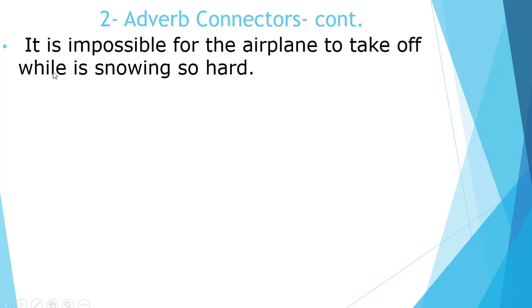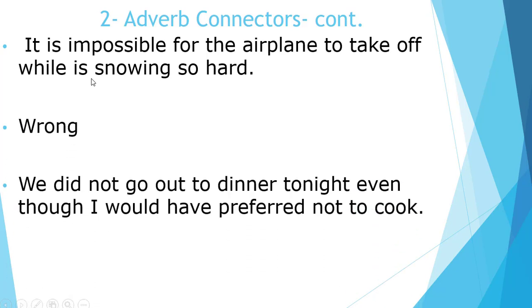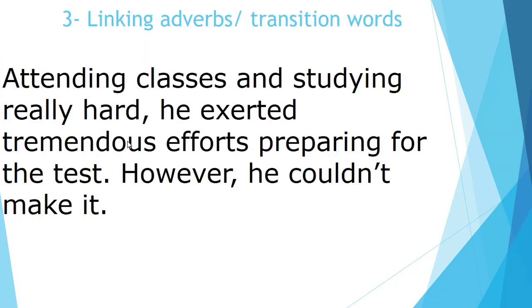It is impossible for the airplane to take off while is snowing. While, it should have a subject and a verb. We have here only a verb. So this is wrong. Next, we did not go out, subject, verb, to dinner tonight, even though, connector, I would have preferred not to cook, subject, verb. So we have here subject, verb, connector, subject, verb. So this is right.